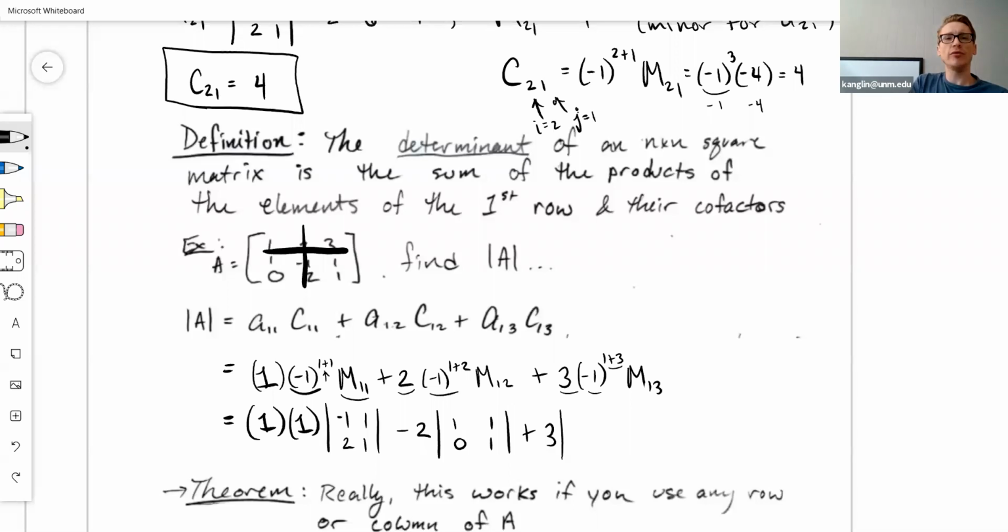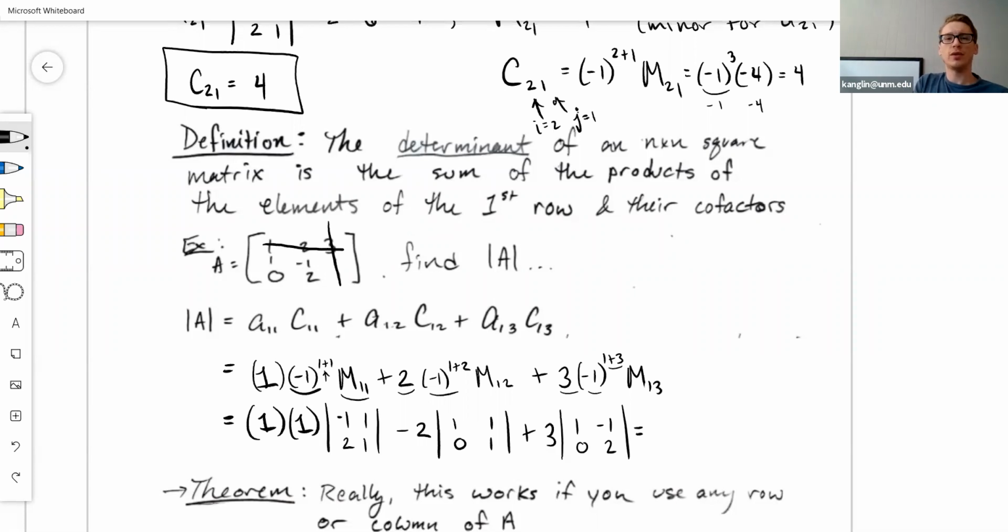M13. What is M13? Get rid of the first row, that's the 1 in the index. Third column, that's the 3 in the index. And look at the 2 by 2 matrix you have left. You want that guy's determinant.